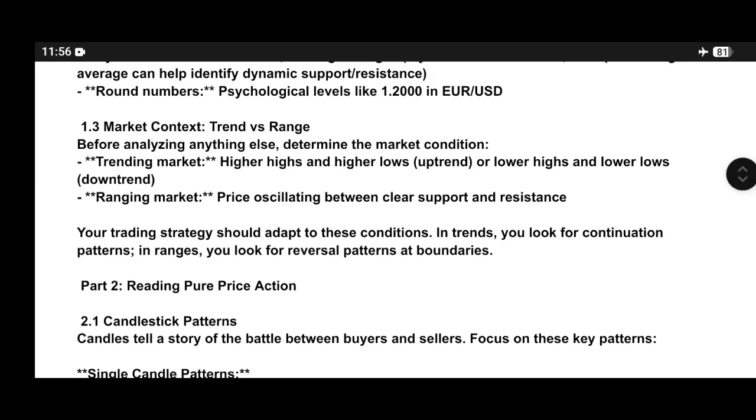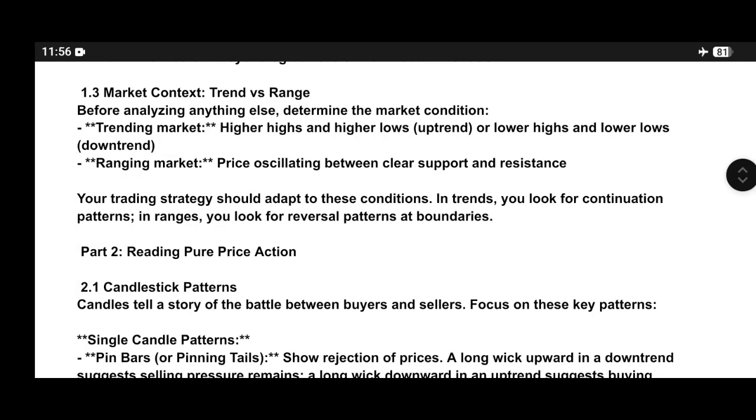Now, let's continue. Your trading strategy should adapt to this condition. In a trending market, you look for continuation patterns. Then in a ranging market, you look for reversal patterns at the boundaries, which here means the support and the resistance.